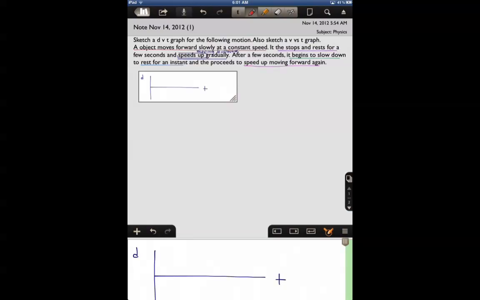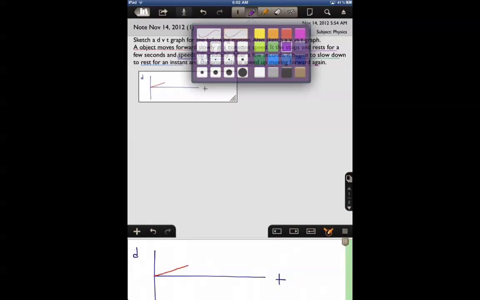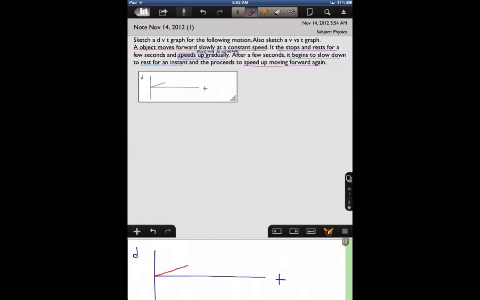So I will have a straight positive slope line that's not too big. So something like that. It then stops and rests for a few seconds. So something that is stopped for some amount of time will have a slope of 0 because its velocity is 0. Remember, the slope of a distance graph is the value of the velocity.